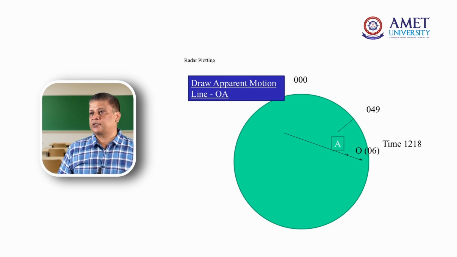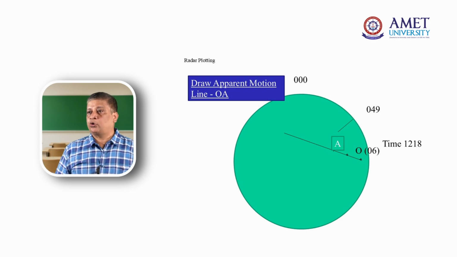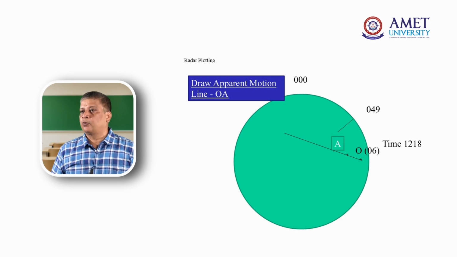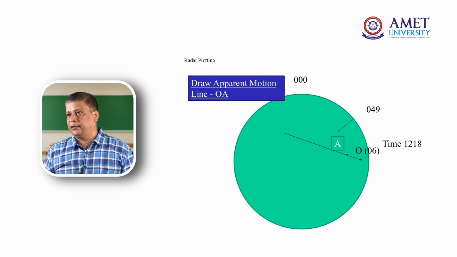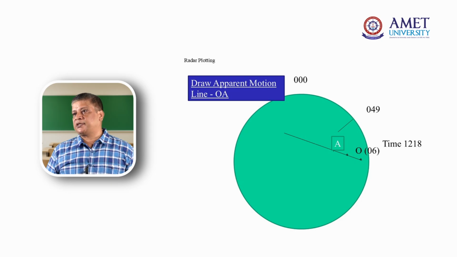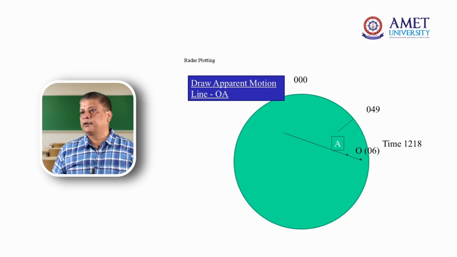I hope you are slowly trying to understand what I am trying to say. I am not saying OA is the course of the target. I am saying OA is the line of approach of the target. Why? Because we are stating a course of 049. So relative to our course, we see the target approaching in the direction of OA.